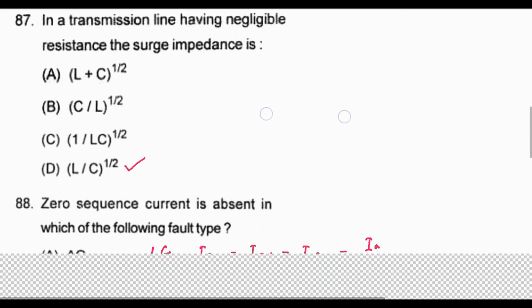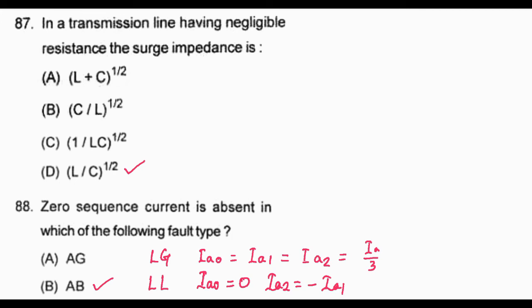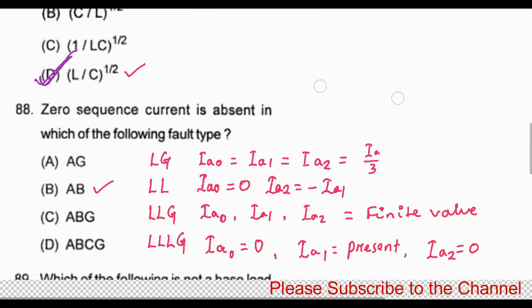Next question is question number 87. In a transmission line having negligible resistance, the surge impedance is the root of L by C. This is the formula and this is also the definition.